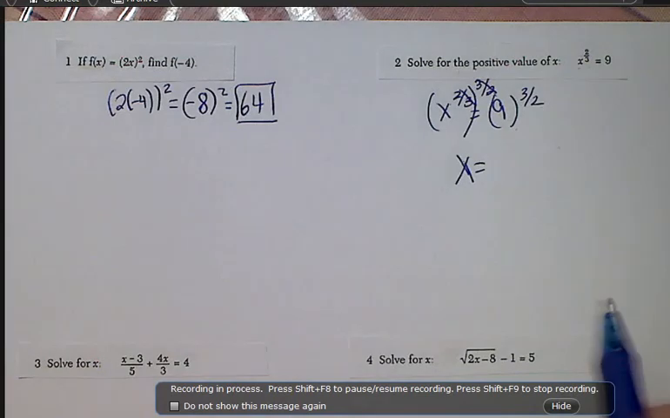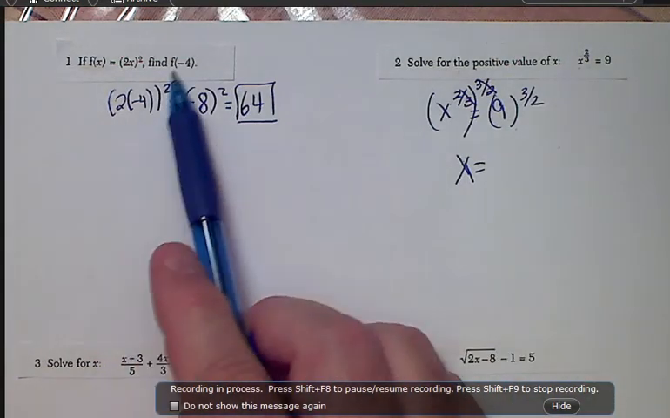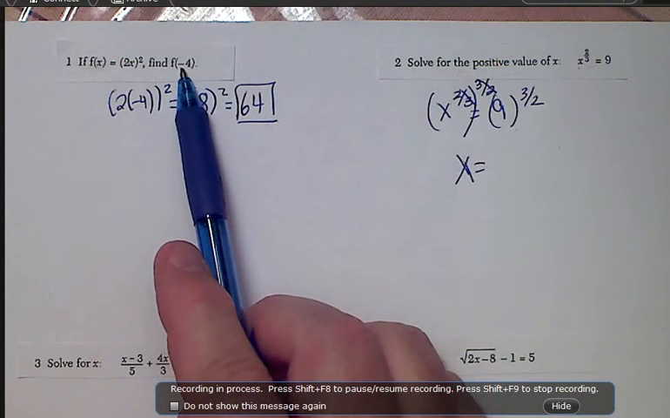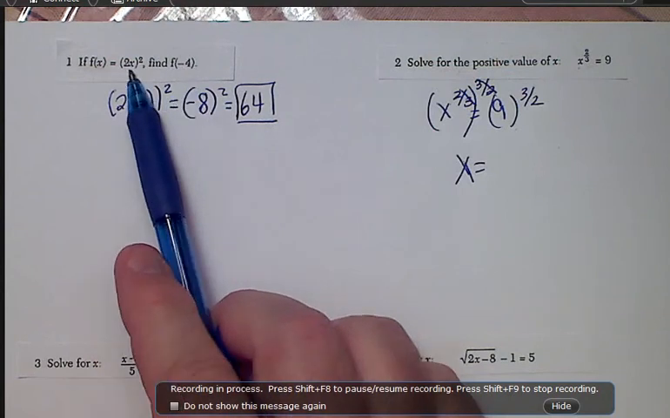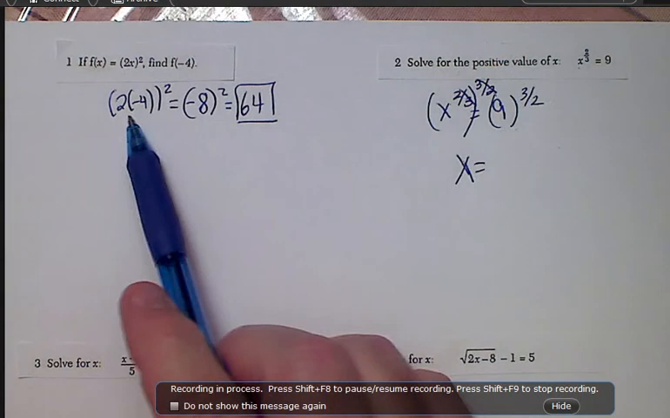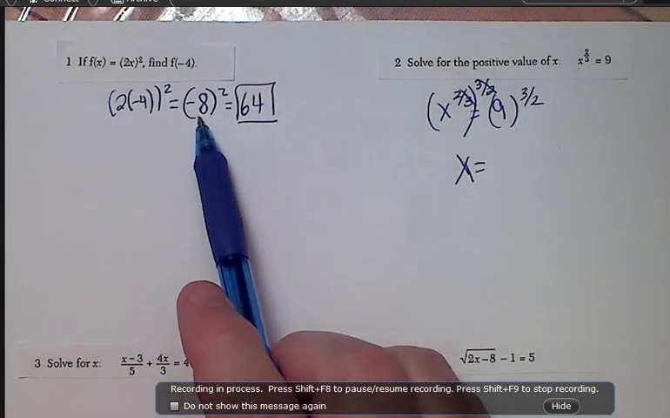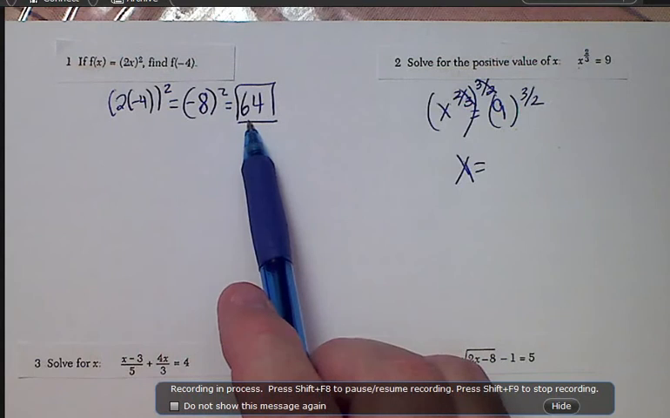Okay, going back over the first question. All I do is take -4 and plug it into the x in the f of x function. That's what f of -4 means. And we have this. And then 2 times -4 is -8. And then -8 squared is a positive 64.